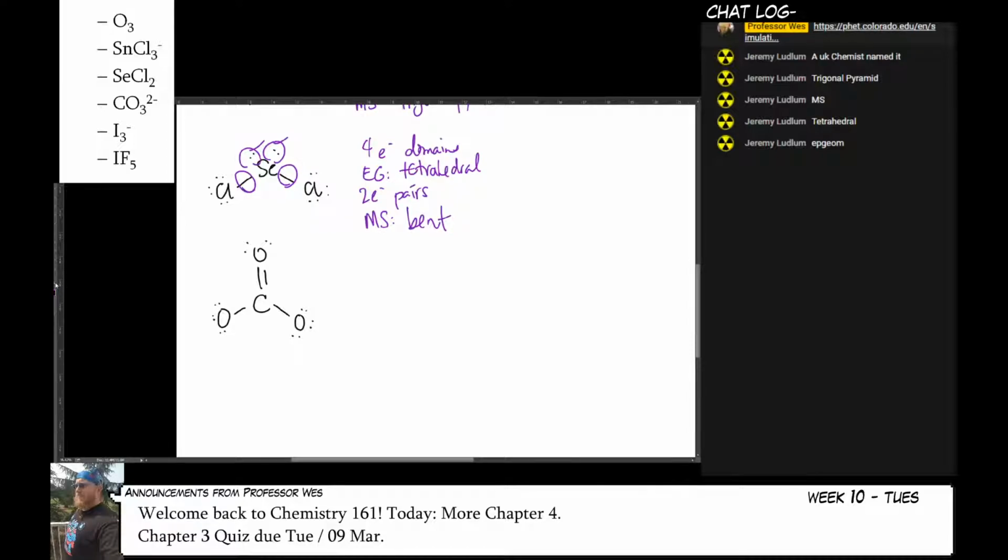Here's my carbonate. How many electron domains are around carbonate? Just 3. So the electron geometry for this would be trigonal planar. Of those 3, there are no electron pairs around the central atom. So the molecular shape would still be trigonal planar.